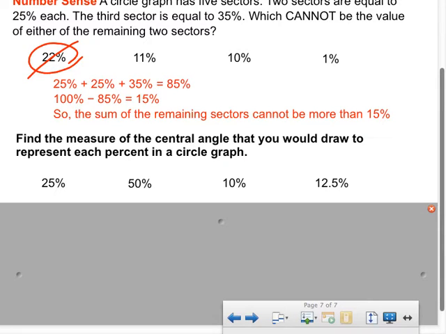So find the measures of the central angle you would draw to represent each percent in a circle graph. So I need to figure out what would the central angle be for 25%, 50%, 10%, and 12 and 5/10%. First 2 are pretty easy. You should probably be able to mentally do that one. You could do it using proportions. You can rewrite the percent as a decimal. There's 2 ways to do this.